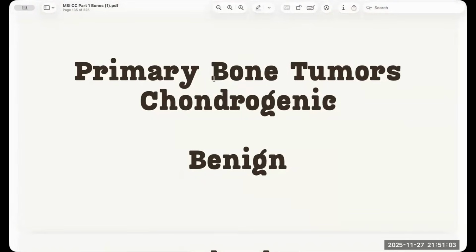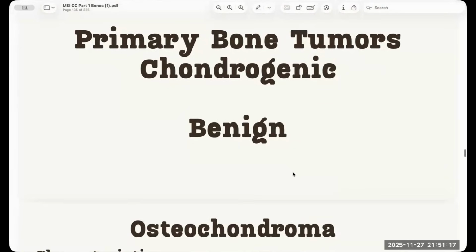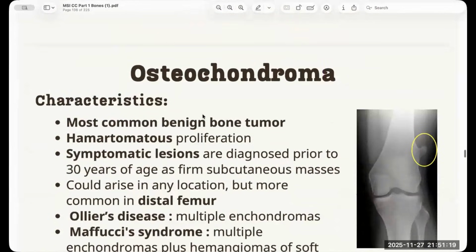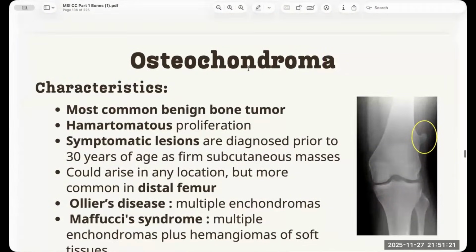Going to, I mean, osteogenic, sorry. We're going to the chondrogenic. Chondro is the prefix for cartilage. Chondro, we talk about cartilage. And benign. So the first one is going to be osteochondroma. From its name, you can differentiate. Okay? And since there's no sarcoma suffix, that means it's not malignant.